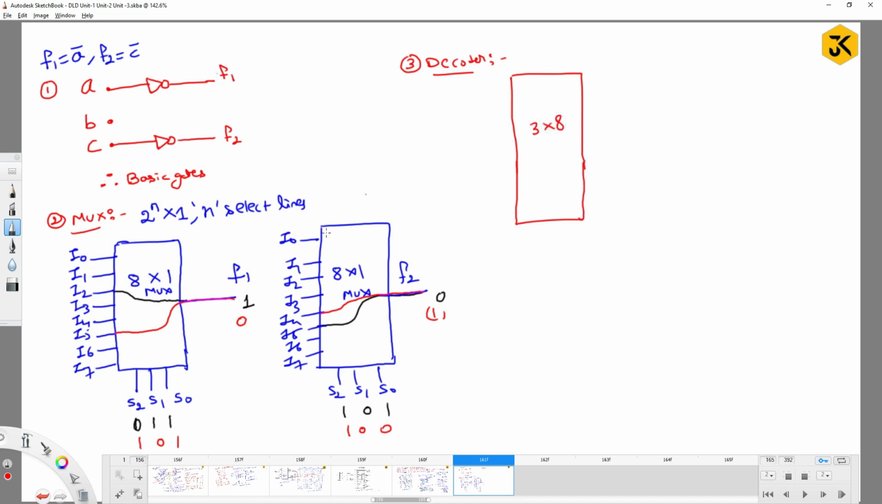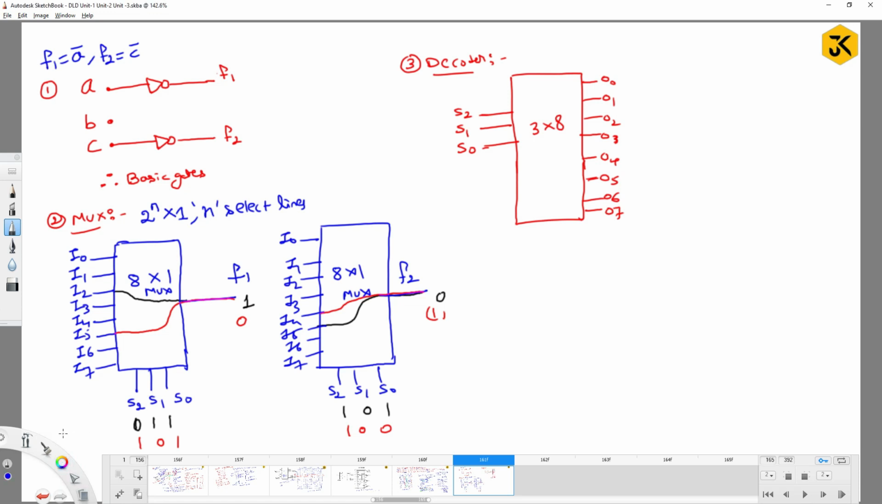Whereas if you try to implement it with the help of MUX, you require 2 MUX of size 8 by 1. But with a 3 by 8 decoder, it is enough for us to take only a single 3 by 8 decoder. So I can call the inputs S2, S1 and S0, and the outputs are O0, O1, O2, O3, O4, O5, O6 and O7. Okay, fine.